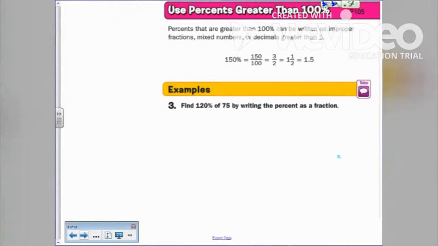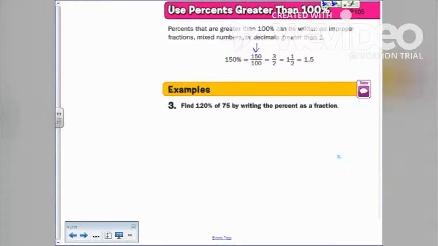It says percents are greater than 100%. Percents that are greater than 100% can be written as improper fractions, mixed numbers, or decimals greater than 1. So 150% is the same as saying 150 divided by 100, which is that fraction right there. They have reduced it to 3 over 2, which can be turned into a mixed number, 1 and 1 half, which is the same as the decimal 1.5. So all those different forms of the percent greater than 100.